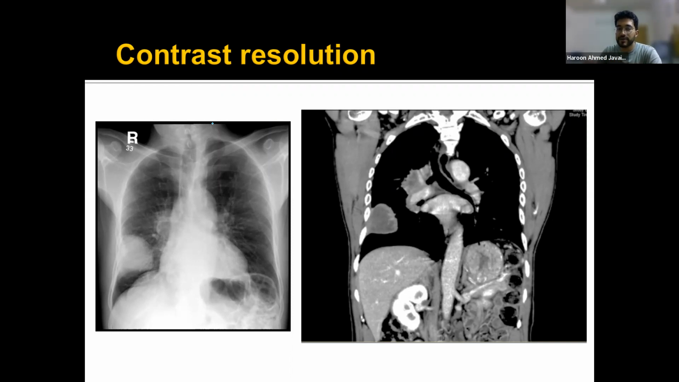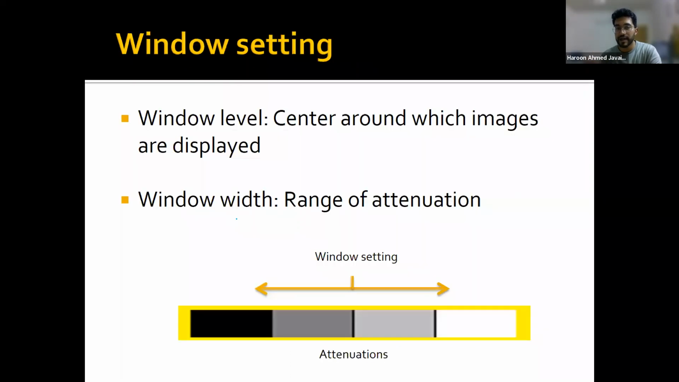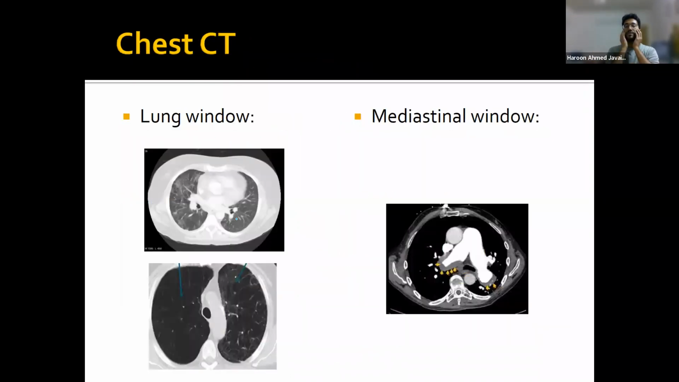Next, we have contrast resolution. Again, what was contrast resolution? It was the ability to distinguish between different grayscales. Now, this is kind of important. How do we get contrast resolution in a CT scan? Remember how I said that this is an image of a chest CT? Well, if you look over here, this is also an image of a chest CT. This is also an image of a chest CT. But what is the difference between these?